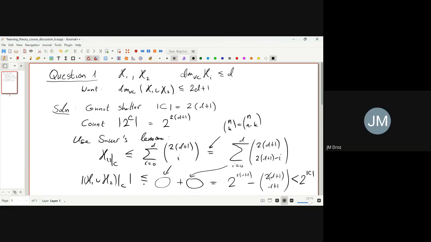Maybe for the intuition, you can imagine that one set of hypotheses is all the functions that have at most some number of 1s, and the others are all the functions that have at most some number of 0s, and you see that the inequality is tight in this way.